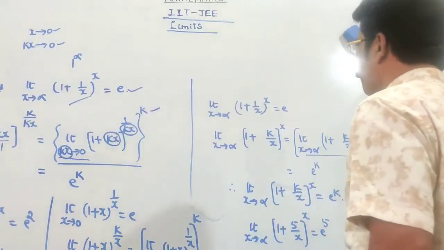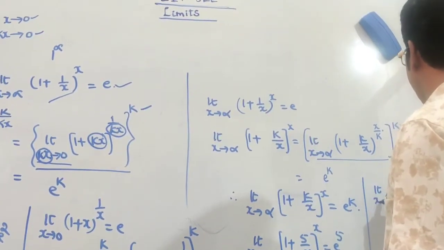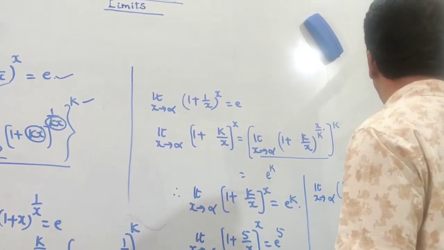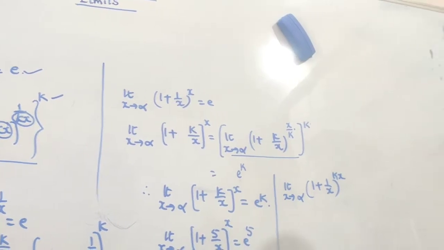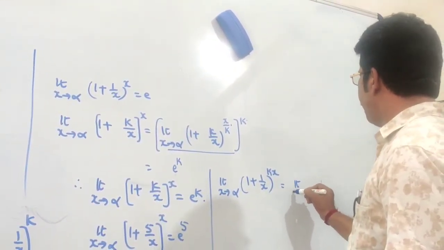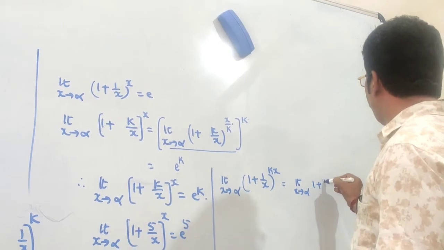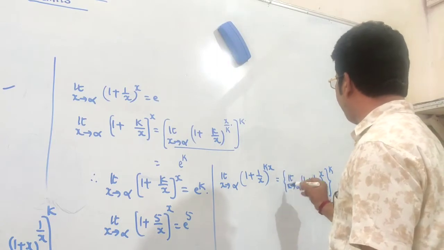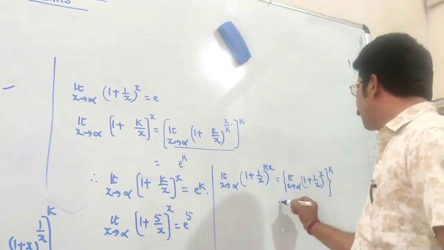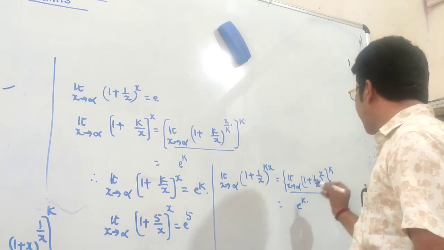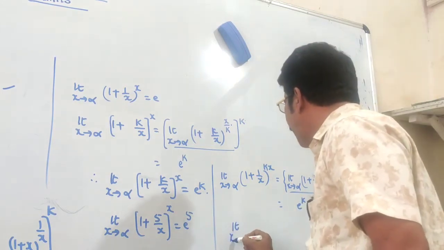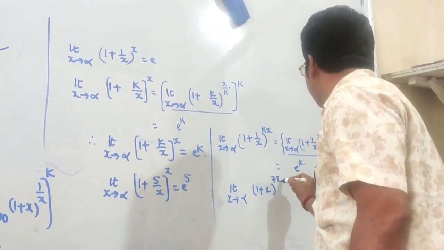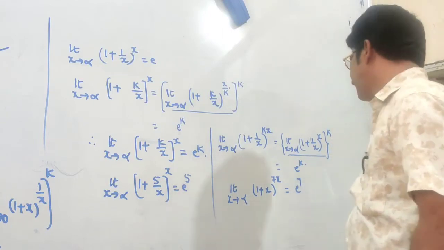Next, limit x tends to infinity, (1 + 1 by x) whole to the power of kx. Whole to the power of kx means it can be written as (1 + 1 by x) whole to the power of x, whole power k. So this is nothing but e power k. Another example, x tends to infinity, (1 + 1 by x) whole to the power of 7x is equal to e power 7.